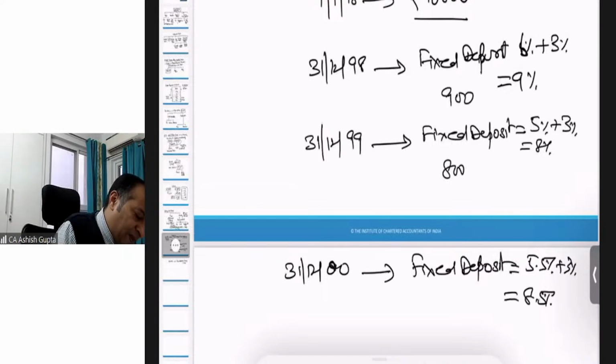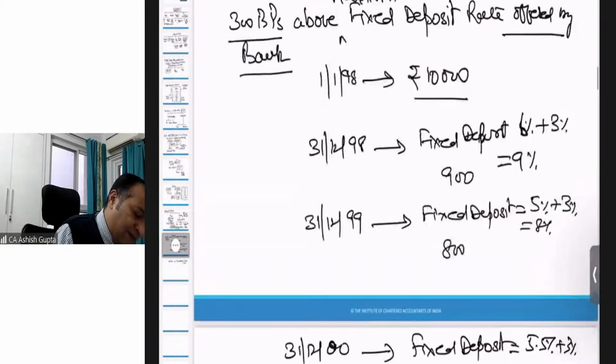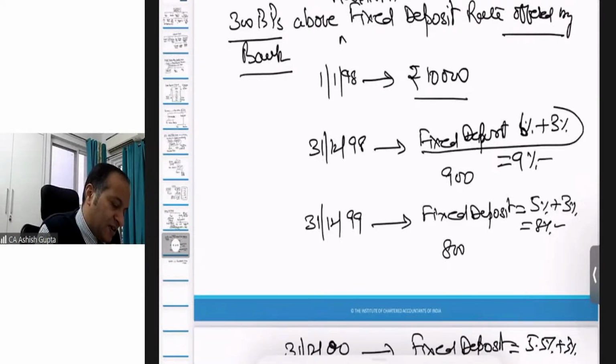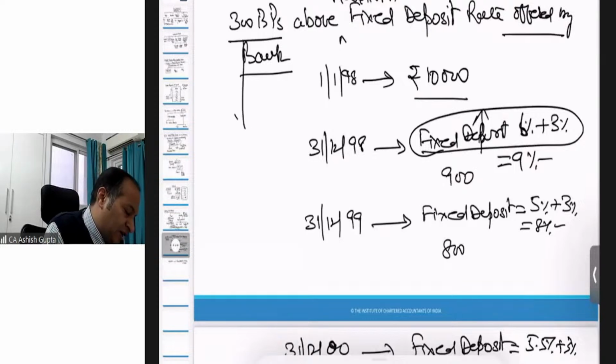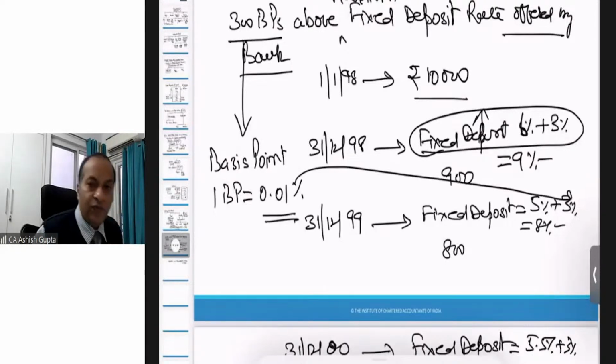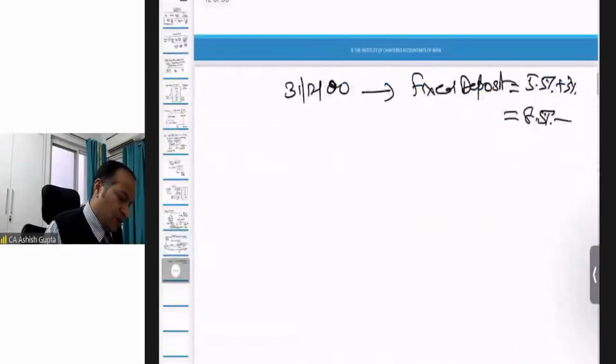So you can see that accordingly they are paying every year. The rate of interest is not fixed, it is varying because they have benchmarked their payment to the fixed deposit rate. Now, student, I think you must have an idea. Basis point means 1 basis point is equal to 0.01%. Accordingly, 300 basis points means 3%. So, student, I hope you have an idea what floating rate bonds are.